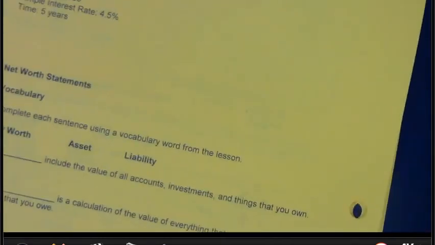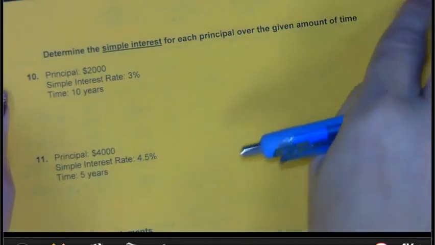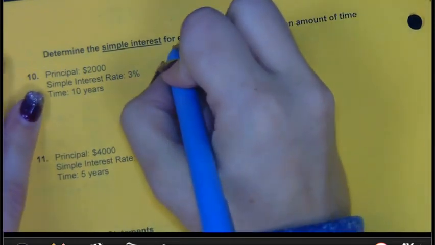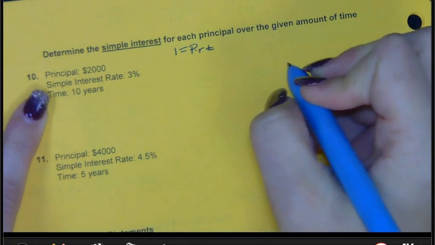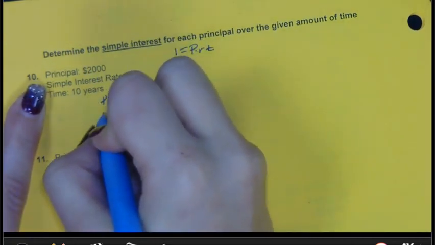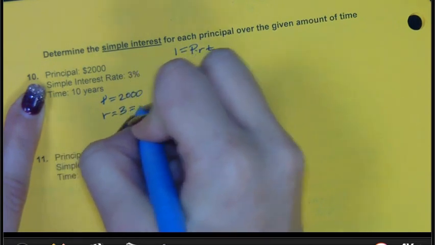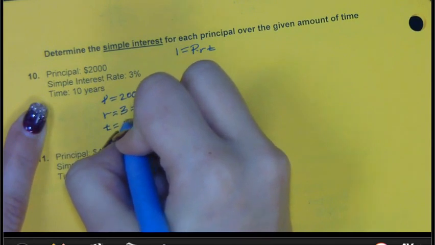All right. Number 10. Determine the simple interest for each principal over the given amount of time. All right. So let's rewrite our formula. I is equal to PRT, where I know P is equal to 2,000. My rate is 3, but I need to change that to a decimal, so 0.03. And T is equal to 10.